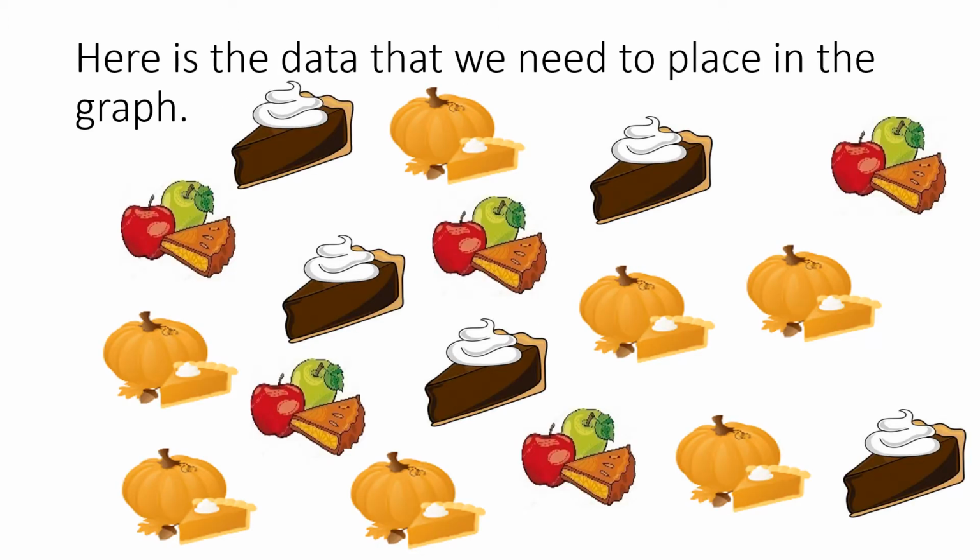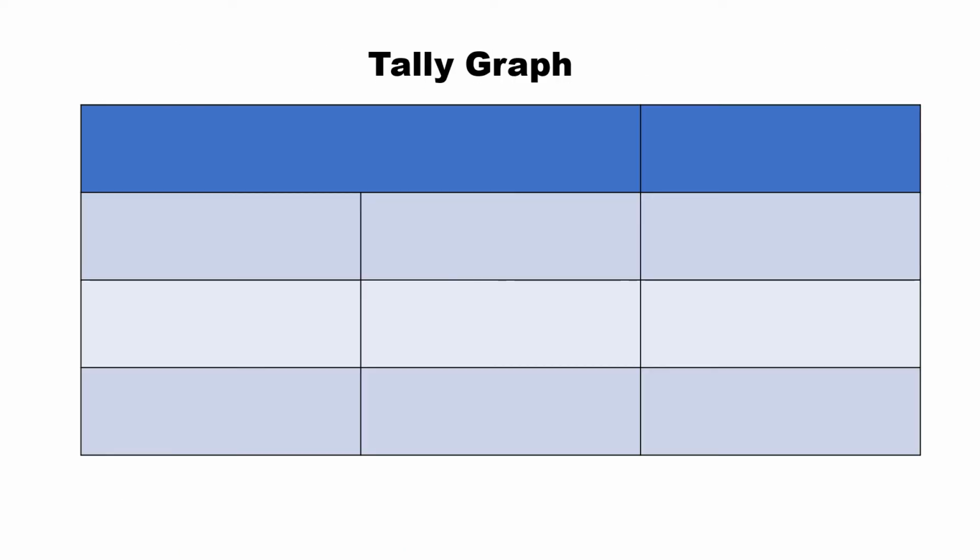All right, here's the data that we need to place on the graph. Apparently we're going to be talking about pie. Apple pie, chocolate pie, and pumpkin pie. Well, looking at this, it gets a little confusing with all the pictures all randomly placed. So we're going to take this information and we're going to put it in our graph. And here's our tally graph. Kind of looks like the other one we did, except for it doesn't have quite as many boxes. So let's see how we make this kind of graph.